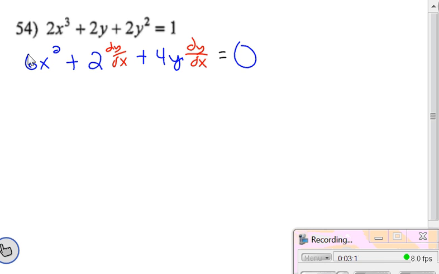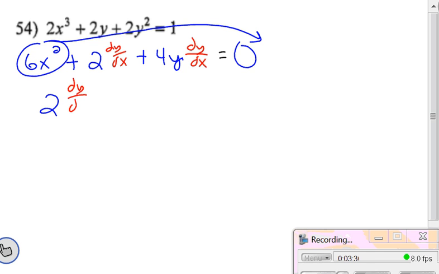All right, at this point, the next step is to collect all the dy dx's on the left side or the right side. They're on the left, so leave them there, and bring this 6x squared over to the right by subtracting it. So we'll end up with this, 2 dy dx plus 4y dy dx equals, and we'll bring that 6x squared over by making it negative on the other side.